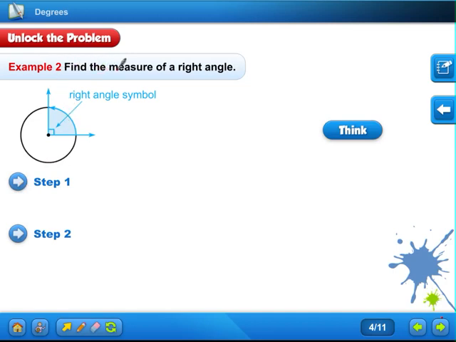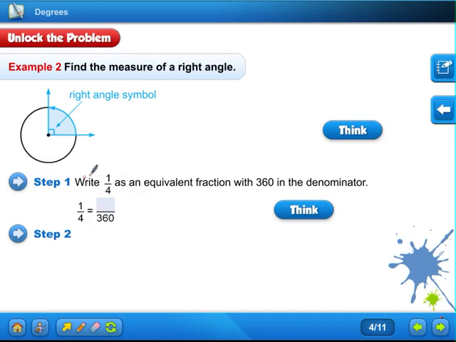A right angle. Find the measure of the right angle. So step 1. Write 1/4 as an equivalent fraction with 360 degrees as a denominator. Well, how did they get 1/4? 1/4 of the circle is how they got it. We could break this whole thing up into fourths. 1/4, 2/4, 3/4, 4/4. So 1/4, one piece of that circle. They broke it into fourths. So it's 1/4.